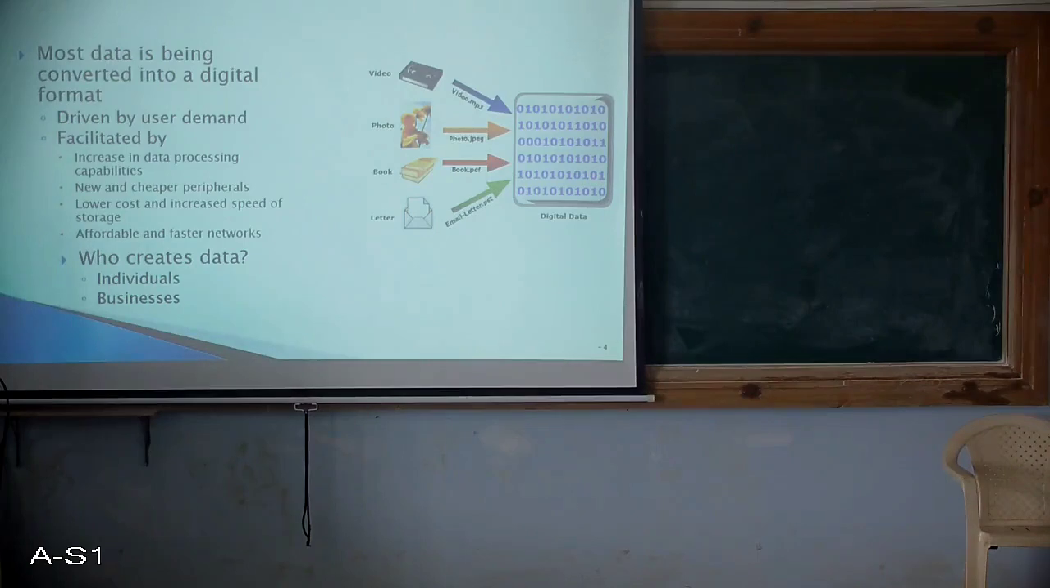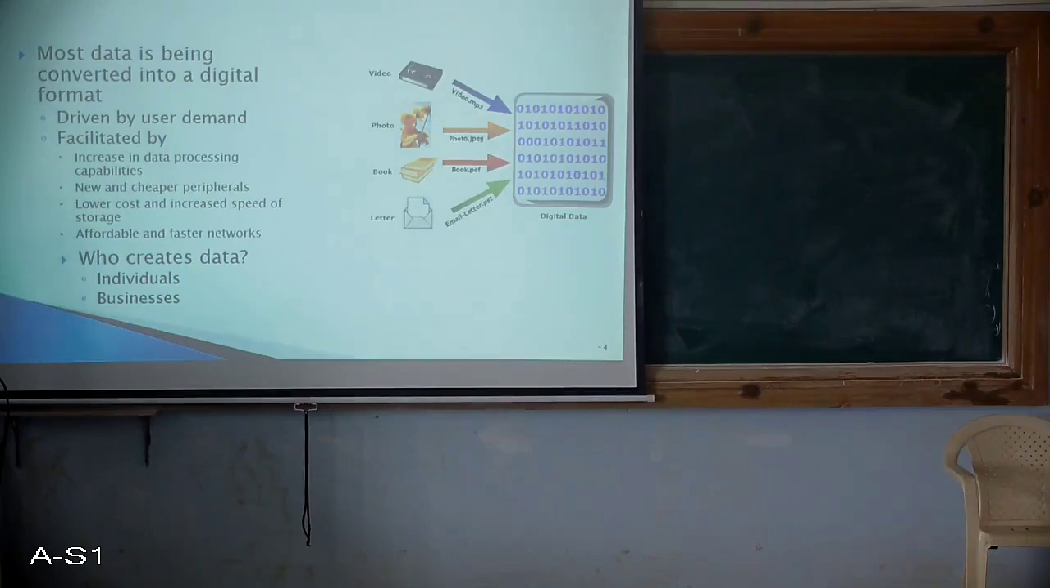It might be handwritten letters, a printed book, a family of photographs, printed and duly signed copies of mortgage papers, bank ledgers, an airline ticket, etc. These are all examples that contain data. Most data is being converted into digital form. So all this data is being converted into a digital form.